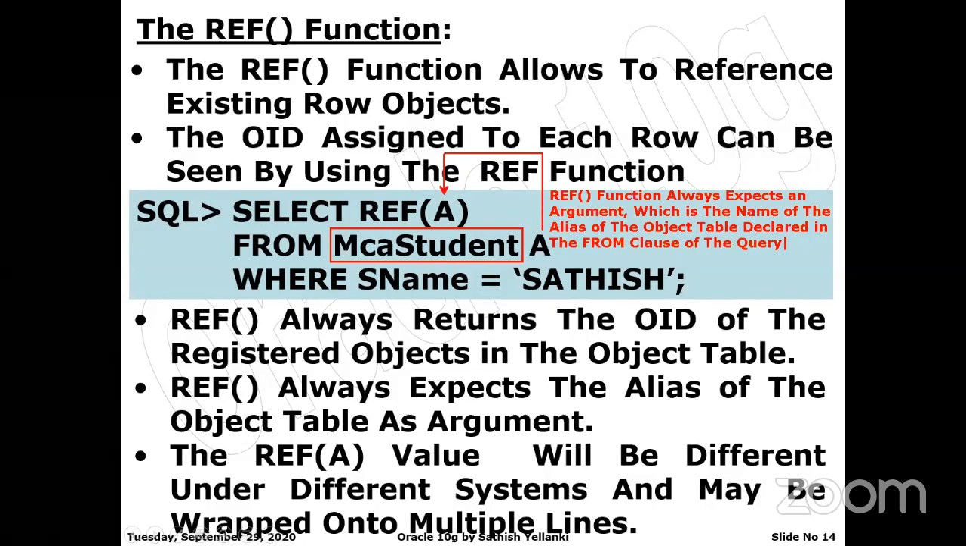And one very important point you should remember: whenever you declare your ref function, it will return different object IDs under different systems, and these object IDs could be wrapped onto multiple lines. The size of the object ID and the exact value depend on the state of the system under which you are executing the query. Therefore, you cannot say that these object IDs are absolute constants. It depends on the system with which you are configuring and operating. Am I clear with you?